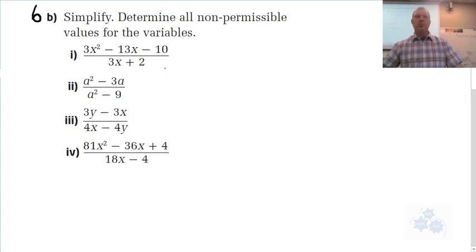Determine all non-permissible values. Okay, so when we're asked to determine non-permissible values, that means that we're looking for values for x that cause the expression to be undefined. And most of the time, what we're looking for here is what x values make the denominator 0. So in question number 1 there, we want to find out where 3x plus 2 equals 0, because that's the x value that is non-permissible.